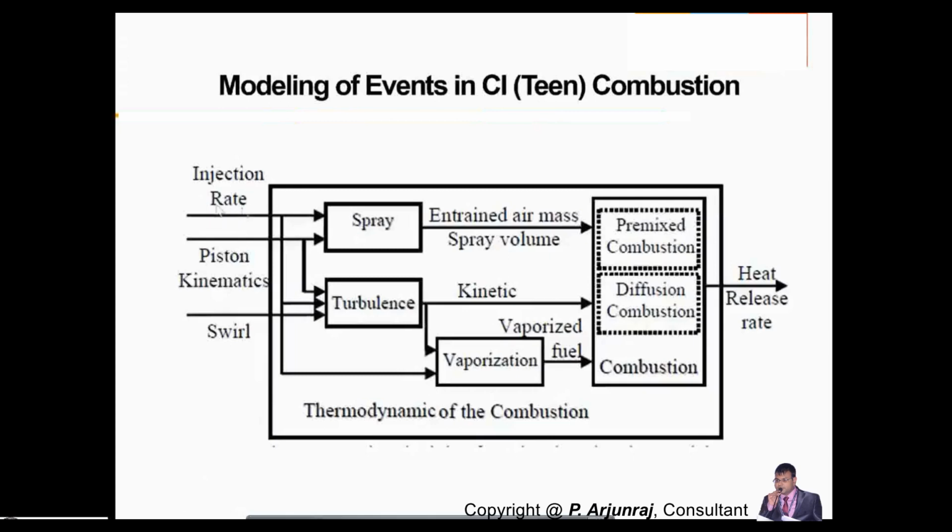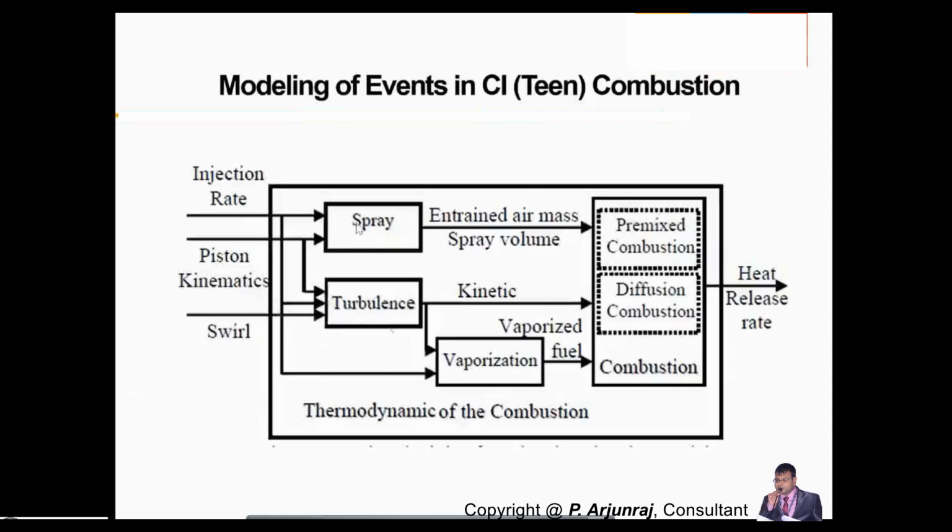The injection rate at which the fuel gets injected, the spray pattern, and the piston kinematics. The piston moves from TDC to BDC, BDC to TDC, and that piston movement will also play a vital role in the combustion. The fuel you get in the combustion chamber, along with that you are going to get turbulence.